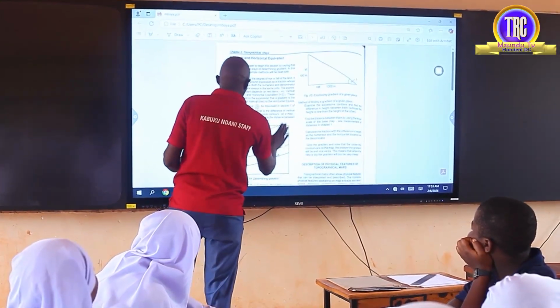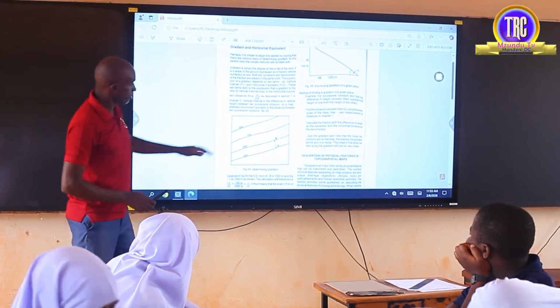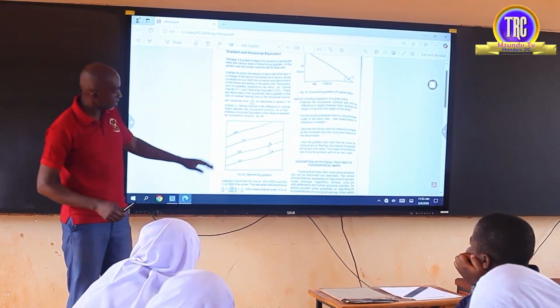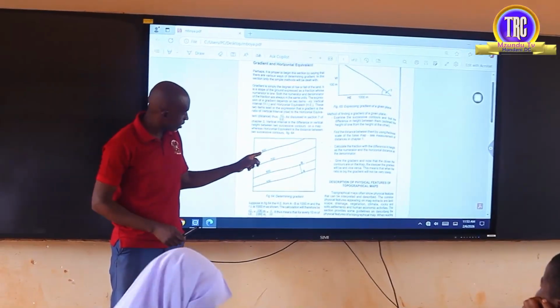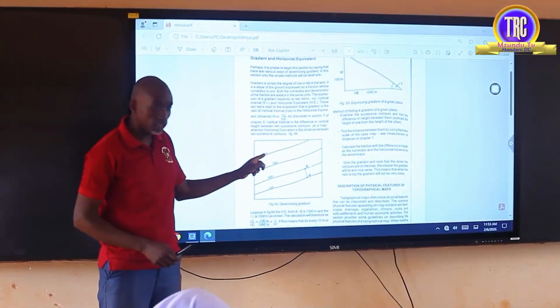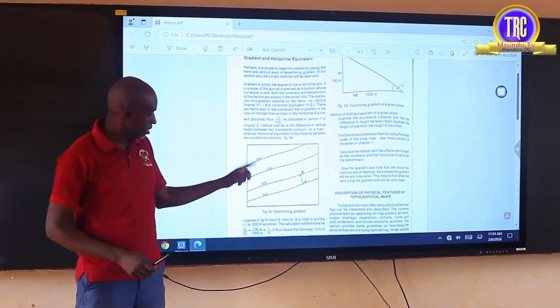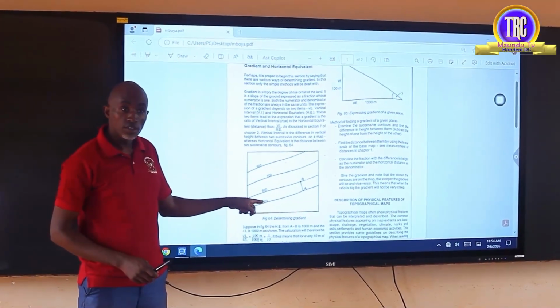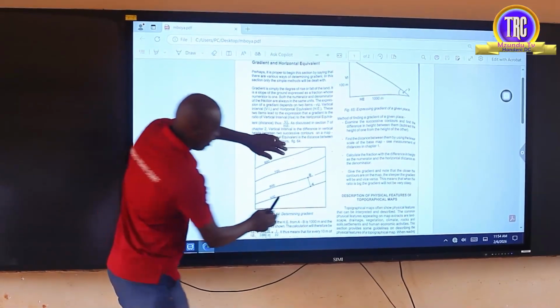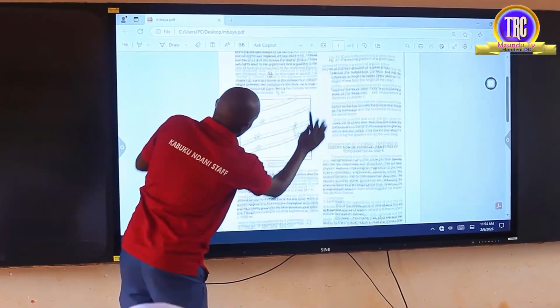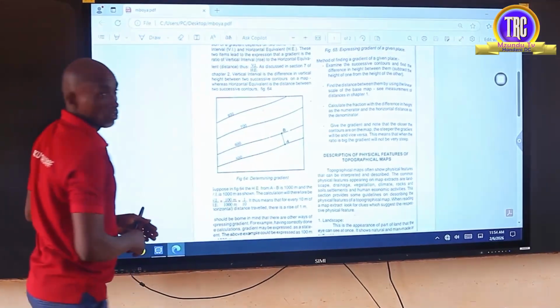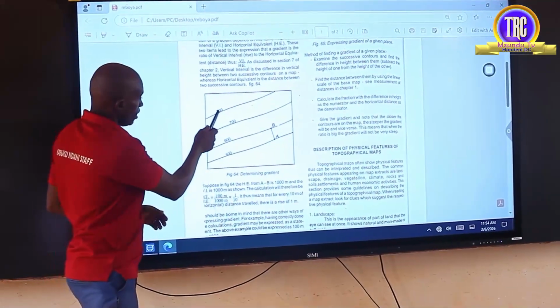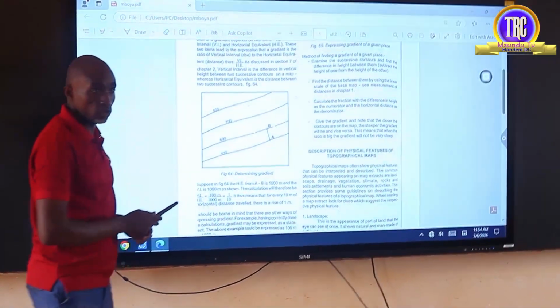Let us look here. If you look at this kind of contour, how they are arranged, you may see that this is 800, that is the highest contour, is it? Yes. And this one is the lowest contour. So you can see that this is the highest contour and this is the lowest contour.